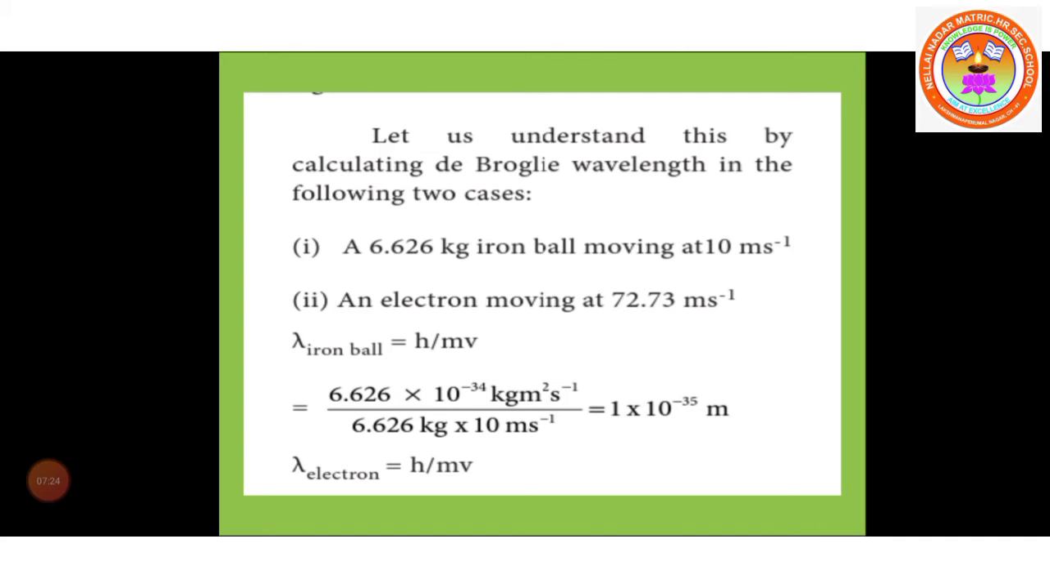So let us understand this by calculating the de Broglie wavelength in the following two cases. We have to calculate the wavelength for an iron ball and an electron. For the iron ball, the mass is 6.626 kilogram and its moving velocity is 10 meter per second. In a similar way, the electron moving speed is 72.73 meter per second.